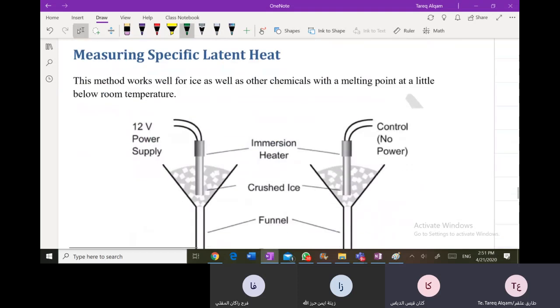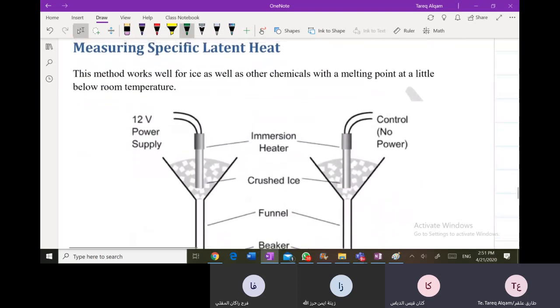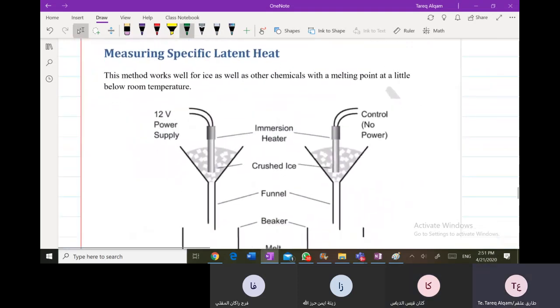Now the last thing that we have to know here, which you might also be asked about, is how to construct or set up an experiment to measure the specific latent heat, either for fusion or for vaporization. This is for fusion.